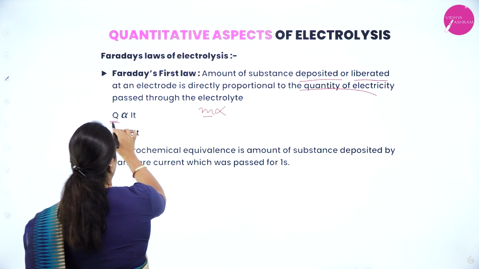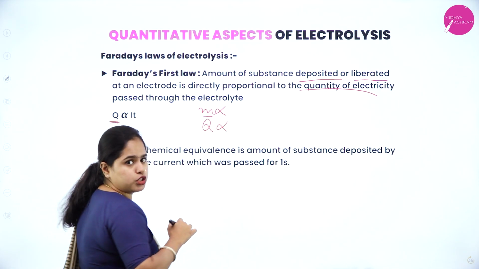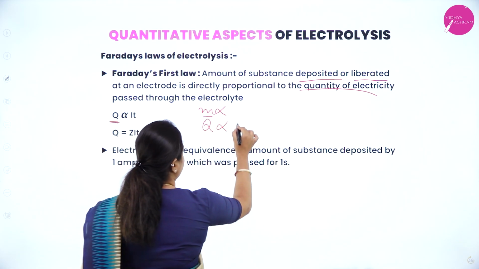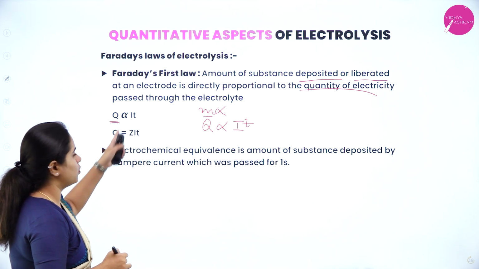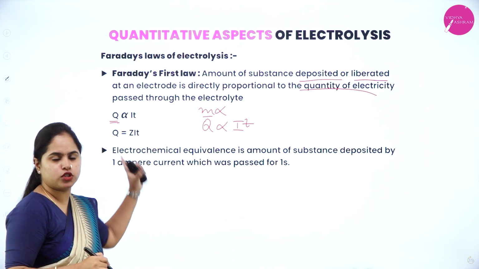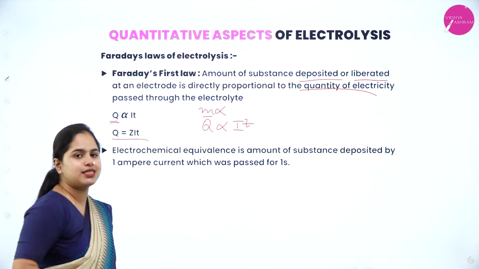I can write it as M ∝ Q. So the mass is directly proportional to the amount of electricity passed through it at a given time. That is the equation shown here: Q is directly proportional to I into T. To remove the proportionality, I write Q = ZIT.